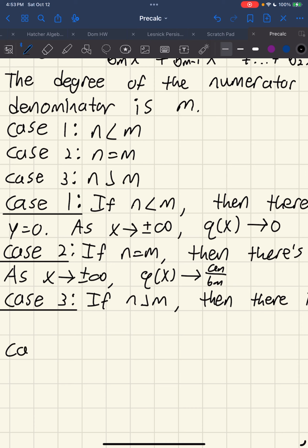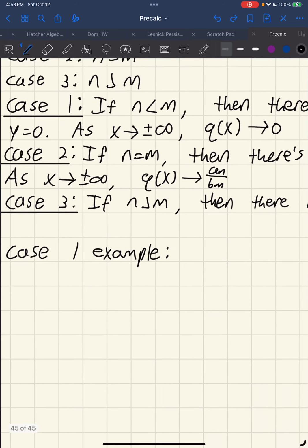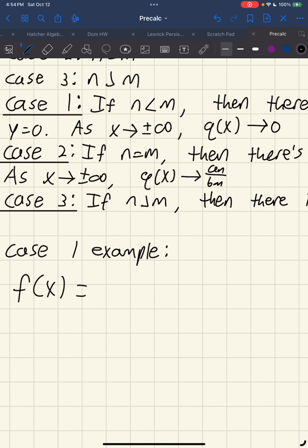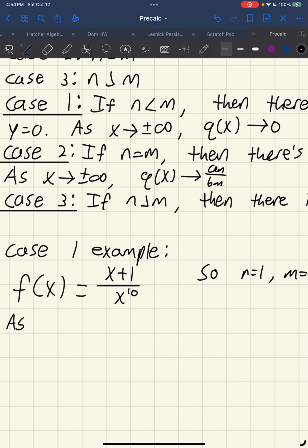So I'll skip a line, case 1 example. Let's go over a very exaggerated example. Let me skip more, and because it's a quotient, I'll use 2 lines. f of x is equal to x plus 1 over something way larger, x to the 10th. So if you're really keeping up, n equals 1, m equals 10. The degree upstairs is 1 because the exponent here is just 1, and the degree downstairs is 10 because the only exponent is 10. So let's look at what happens as x gets larger and larger.